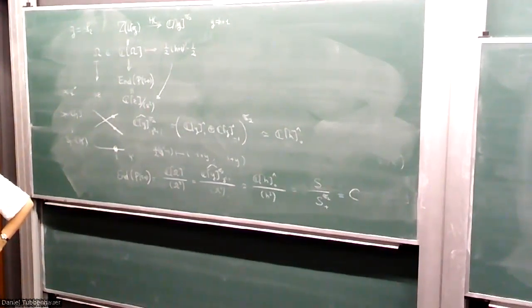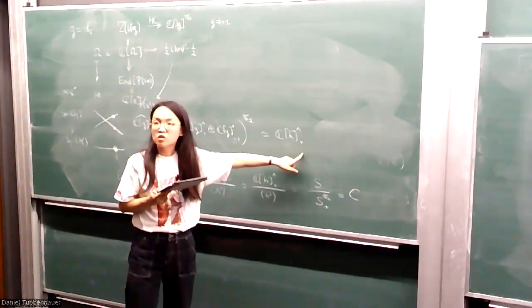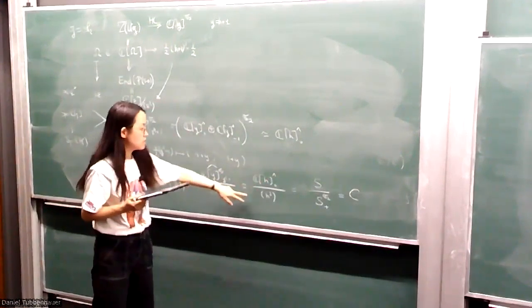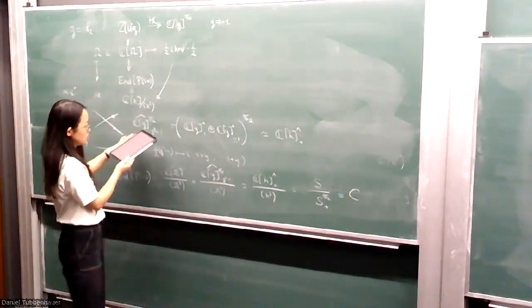I guess it's not a question. I'm just wondering, why do we need to go to completions to do this? To have this isomorphism. To get the bottom equality. Yes, to get this identification. So this identification really comes from this isomorphism.